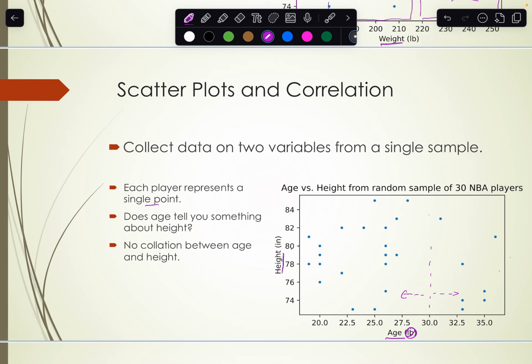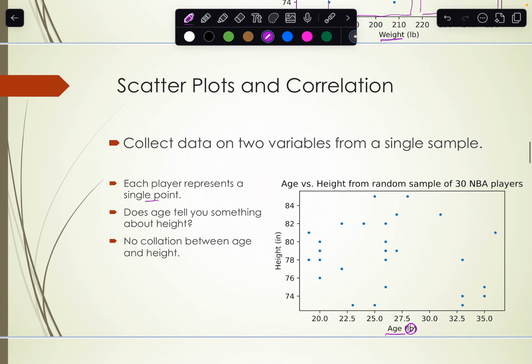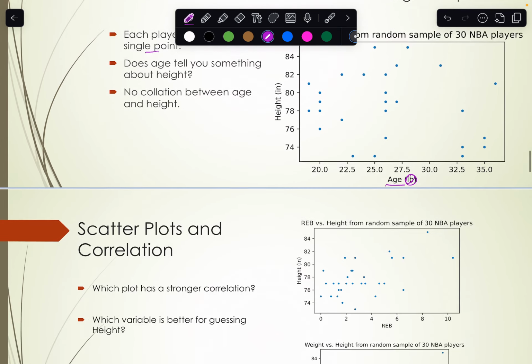If I told you they're higher than 80 inches, does that tell me anything about their age? No, there are people higher than 80 inches in each age demographic. If they're shorter than 80 inches, can you tell me anything about their age? No, you can't. This represents no correlation. This is no correlation between height and age. No information can be gained from the other.